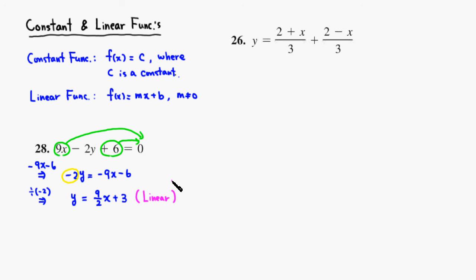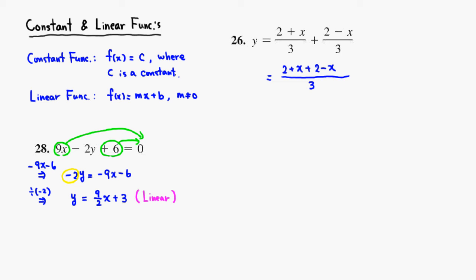All right, and how about the next example, number 26? y equals (2 plus x) over 3 plus (2 minus x) over 3. It seems like there's an x and it looks like a linear function, right? But let's try to simplify first. If you put those two fractions together, and luckily they already have a common denominator 3, then you have 2 plus x plus 2 minus x.